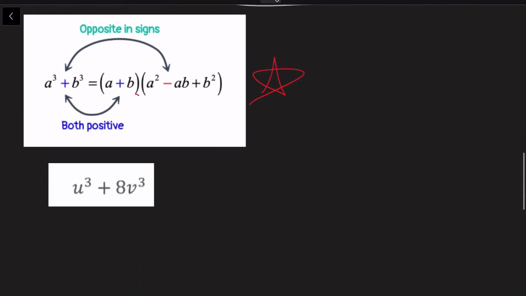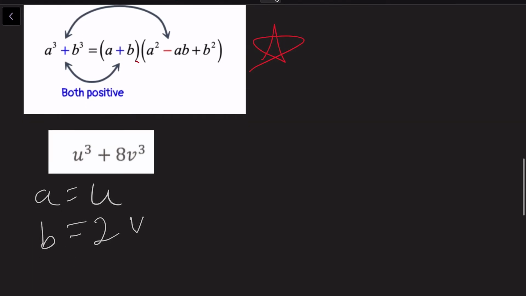In this first question, we have u cubed plus 8v cubed. Now u cubed, obviously our a value is just going to be u. Our b value is going to be, well, what's the cube of 8? That would be 2. So our b value is going to have a 2, and then v cubed, that means our b value is going to be 2v.